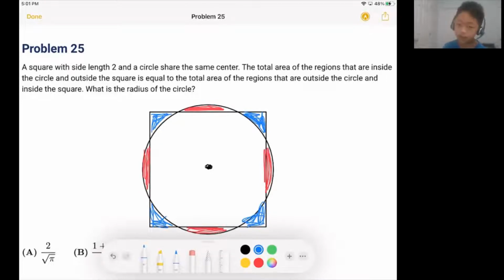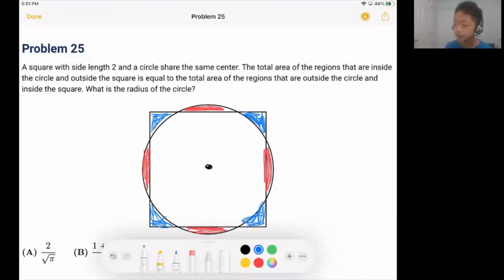The idea for this problem is that it's really tricky, right? These red regions and these blue regions are not regions we know how to calculate. They're not squares, circles, rectangles or triangles where we have a formula that we can use to calculate. These are irregular shapes that we don't really have a formula for.